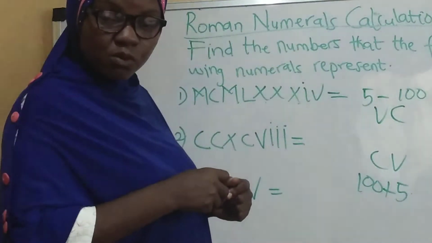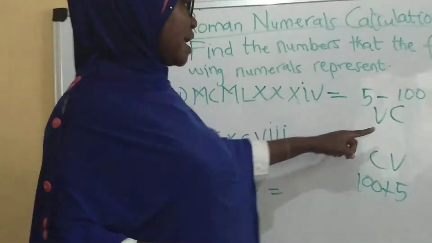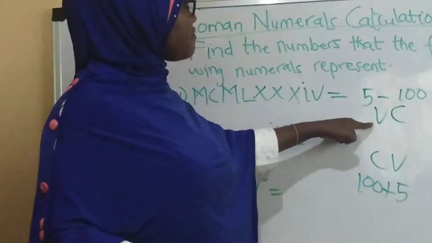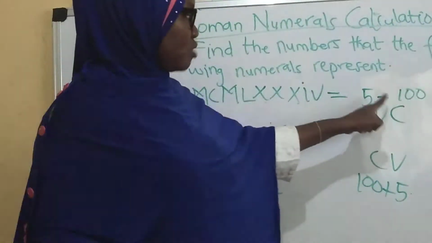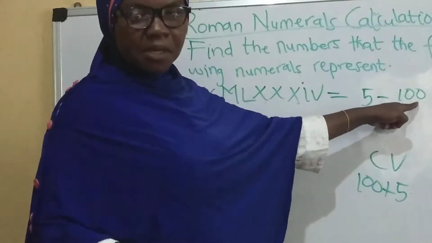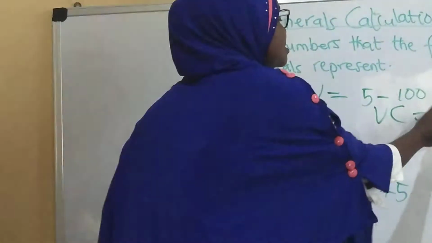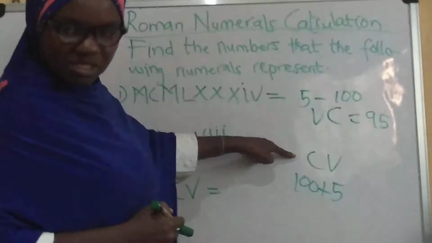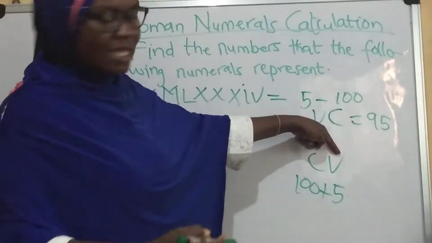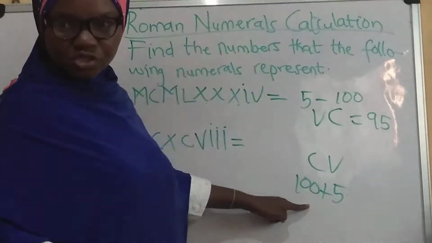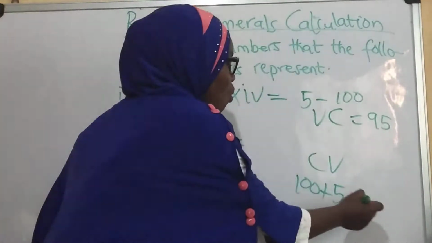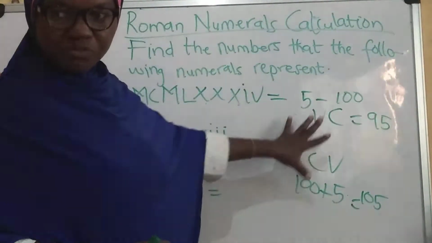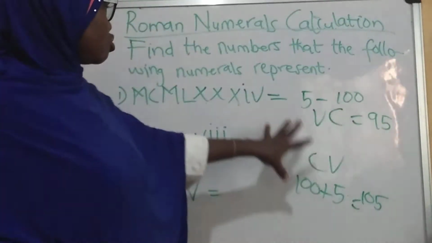If you remember very well, in the last class I told you that anytime you have a smaller number first and then a larger number later, you have to subtract the smaller one from the bigger one. And that's why this one is going to be 95. And anytime you have a bigger number first and then a smaller number next, that means you have to do addition. And that's why this one will give us 105.